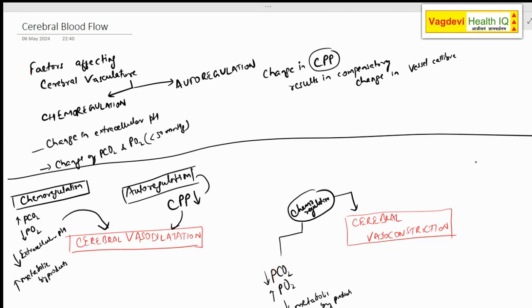And an increase in CPP. It is a well known fact. CPP increasing means the pressure is increasing, which will cause the vasoconstriction. So this is what is autoregulation, right? Okay. So you understood the vasoconstriction, vasodilatation, basically. Now let us talk a little bit about the autoregulation.